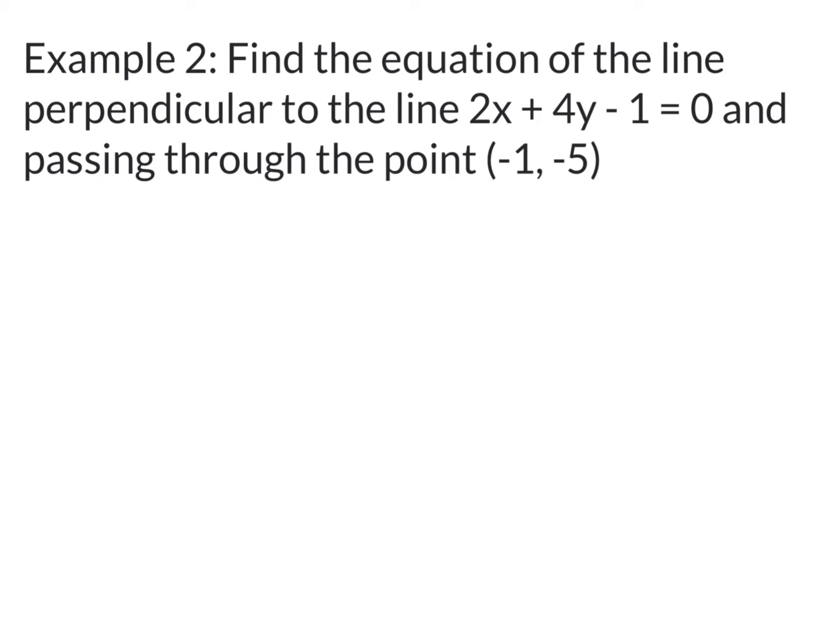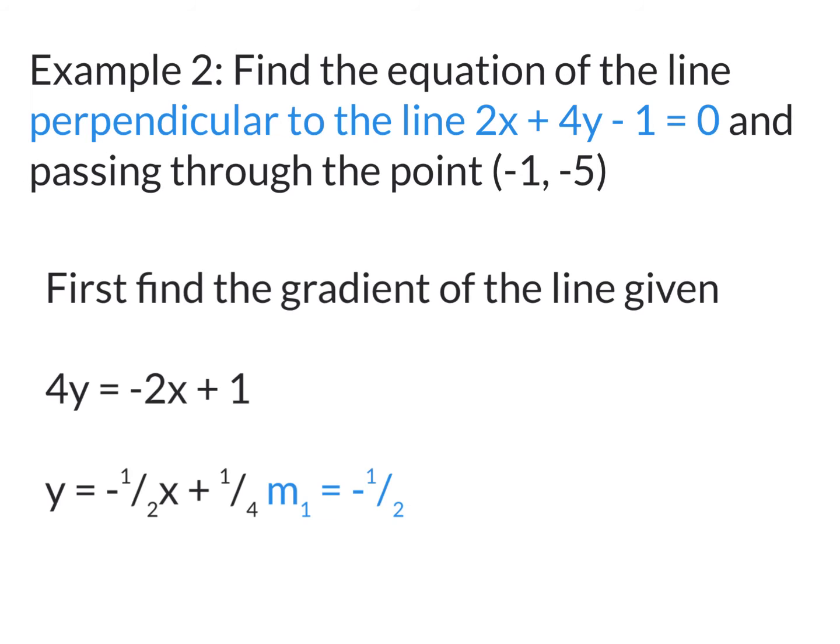Second example. Find the equation of the line perpendicular to 2x plus 4y minus 1 equals 0. And it passes through the point -1, -5. So the first part we're going to look at is we're going to take the line 2x plus 4y minus 1 equals 0, and we're going to find the gradient of the line that's perpendicular to it.